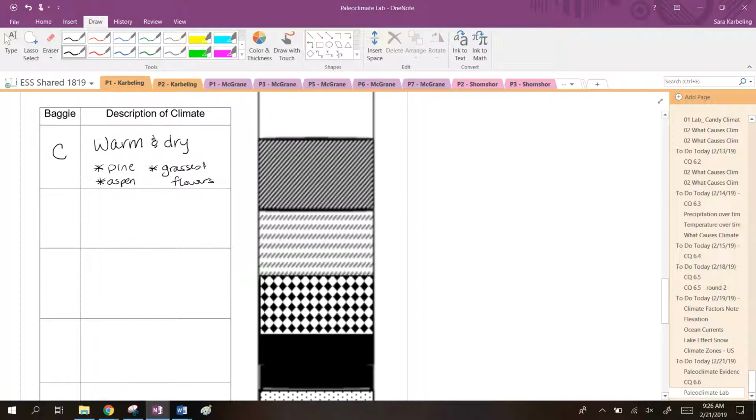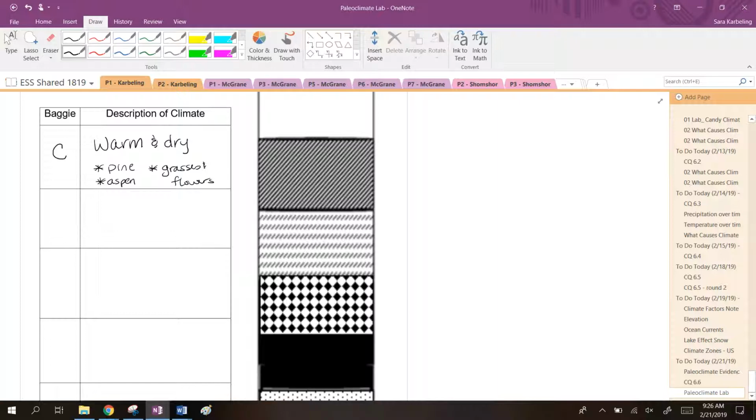So just take a minute to write that down, okay? So Sydney's saying that the baggie, that C, represents that warm climate because you have the pines and the aspens that don't need a lot of water, and a lot of these things can't survive when it's really, really cold. Is that what it said? Is that what your data told you? Okay, cool. All right, next one down.